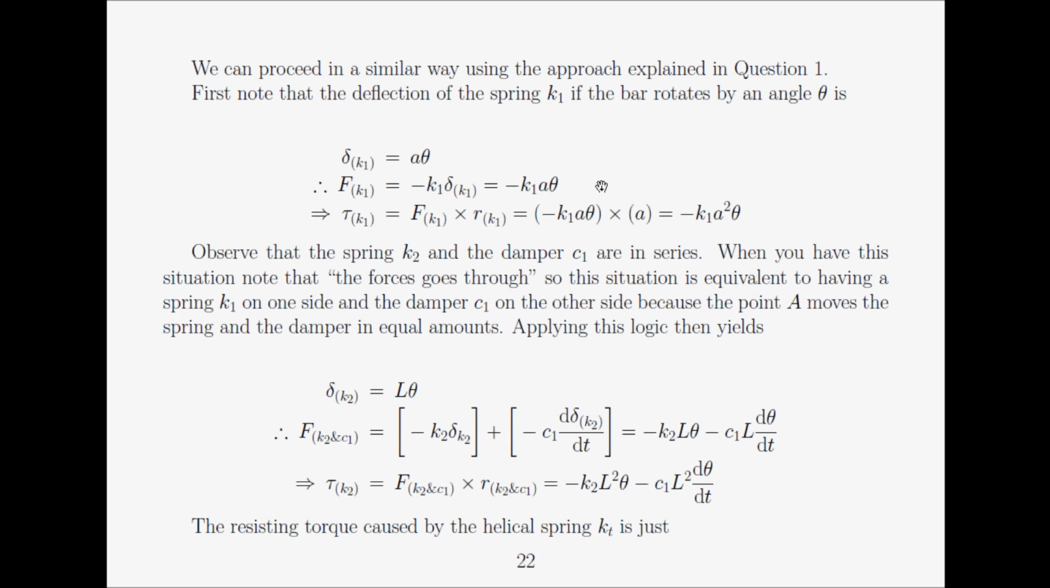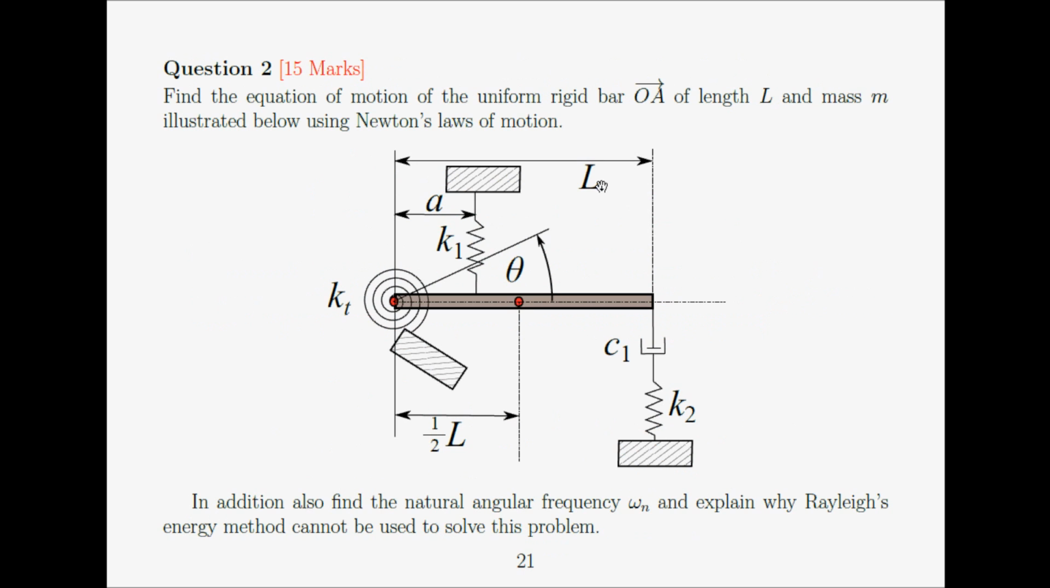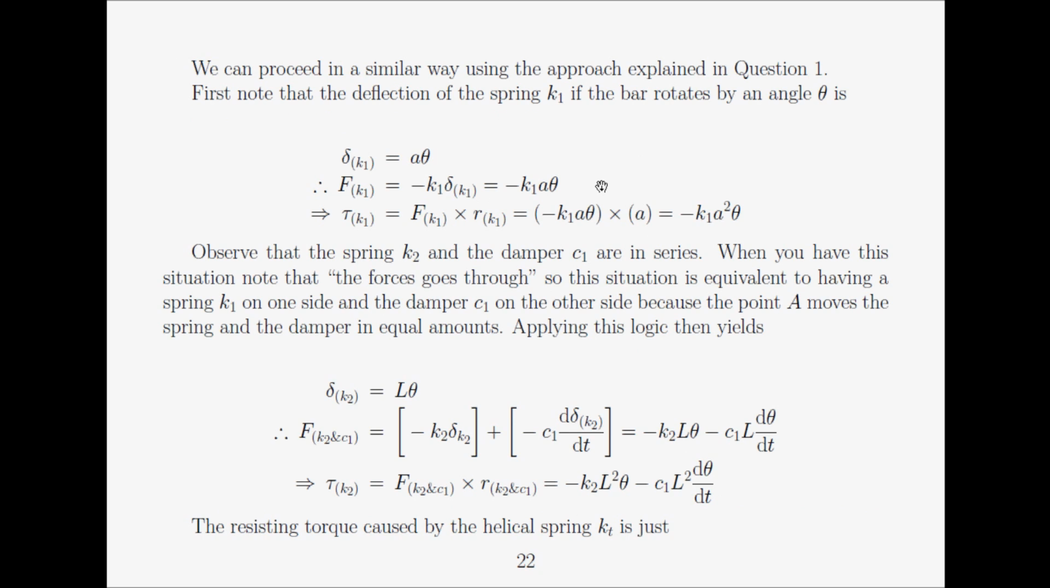Right, how do we go about solving this particular problem? Basically, we approach it in a similar way to how we did in question 1. So, in the schematic, we have the spring K1 at some distance away from the point of pivot. We work out the vertical deflection using the definition of angle.